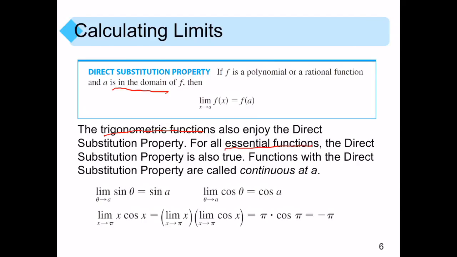And look at it here. The sine function's limit is the sine function's value. The cosine function's limit is the cosine's value. We use that to calculate the limit of the product x times cosine x when x approaches pi. Just take the product, and the limit equals the function's value at that point. We get negative pi.